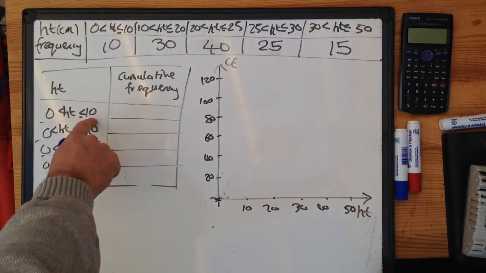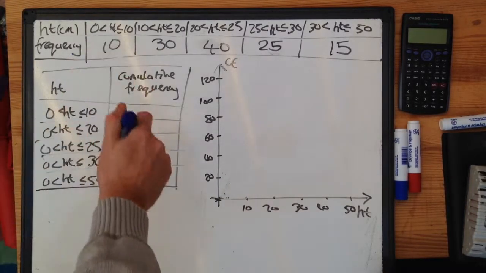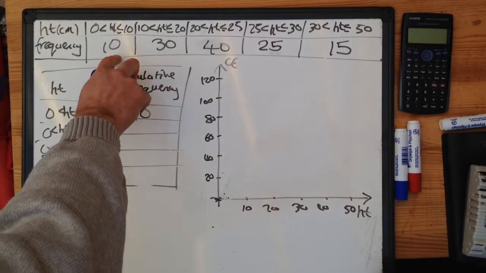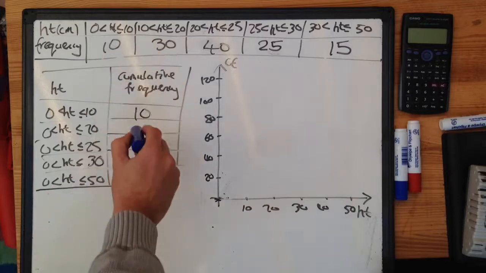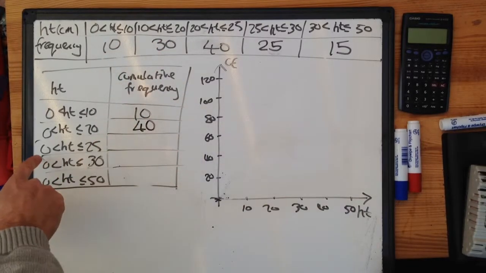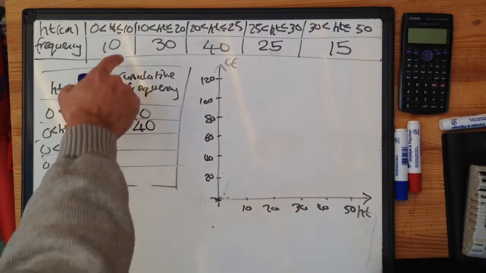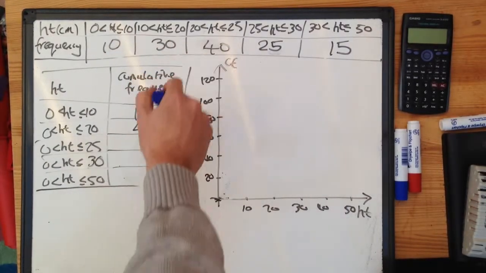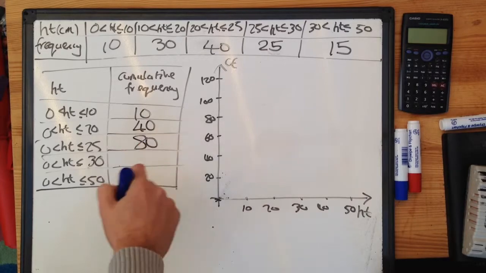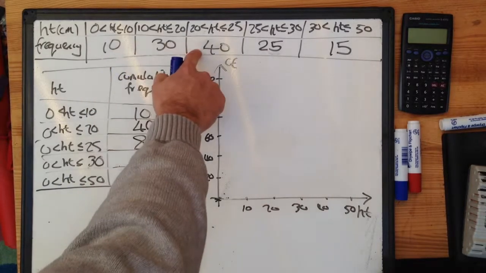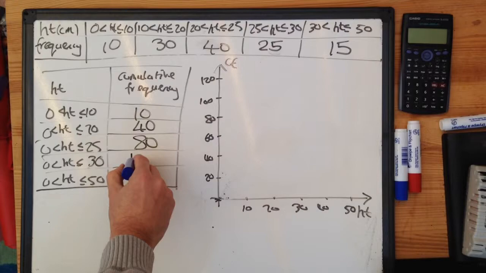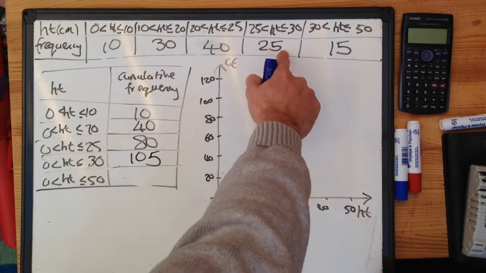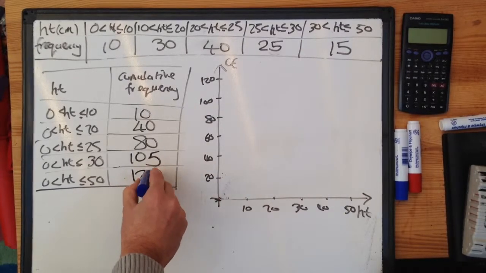How many plants between 0 and 10 centimetres tall? Those 10. How many plants between the heights of 0 and 20? Well, those 10 are, as are those 30. 10 add 30, 40. How many plants with heights between 0 and 25? Well, all of these are between 0 and 25. We've got 40 from there already. Add an extra 40, 80. Between 0 and 30, 80 so far, plus another 25, 105. Between 0 and 50, all of them, so we've got 105 to there, plus that 15, 120.